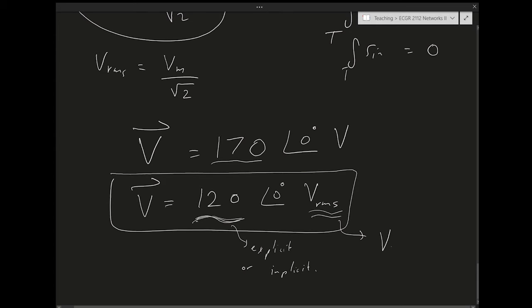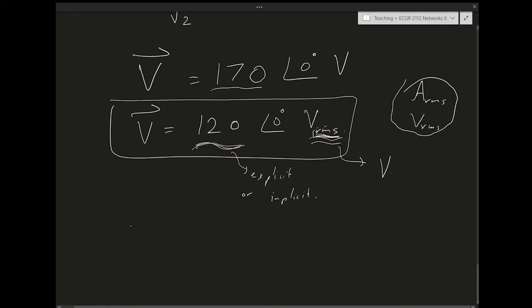I like to write RMS, even when I write stuff for myself. Sometimes people don't always adhere to that, but I always like to do that. So if I'm talking about an RMS current, I say amps RMS, an effective value. If I'm talking about an RMS voltage, I say volt RMS. That's something I like to do.